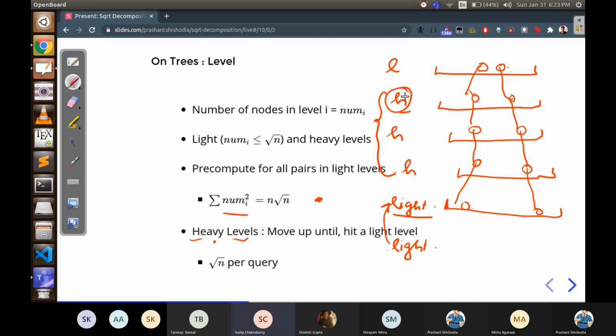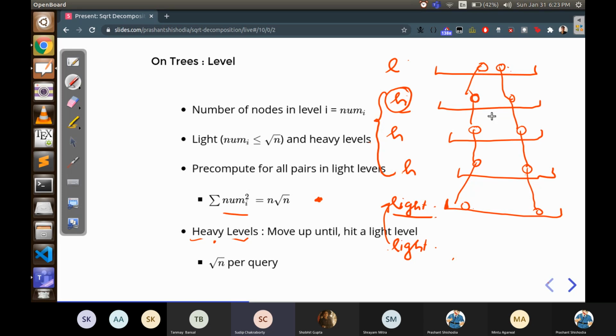Okay, so if any light level is above it or below it, it won't be counted. It will be counted just for one light level. I mean, you will have to pass this heavy level only for at most one light level, right? Okay, got it. Yes.